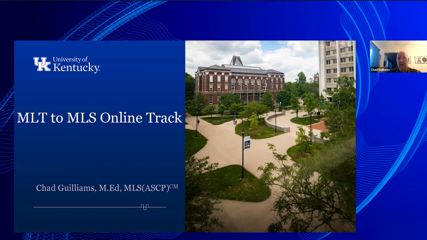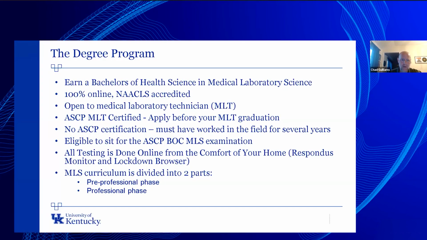But when I'm talking about this track, I'm also talking about general MLT to MLS pathway requirements and kind of what that looks like for all of you as well. So I'm going to go through some of that. But first of all, when you graduate from the program, you'll earn a Bachelor of Health Science in Medical Laboratory Science. We are 100% online. You never have to come to the University of Kentucky if you don't want to. We are a NAACLS accredited program.